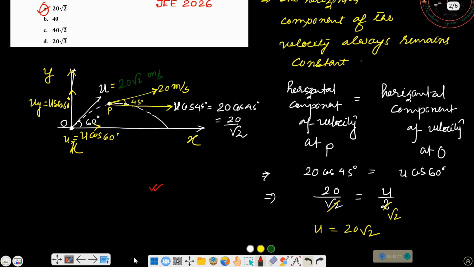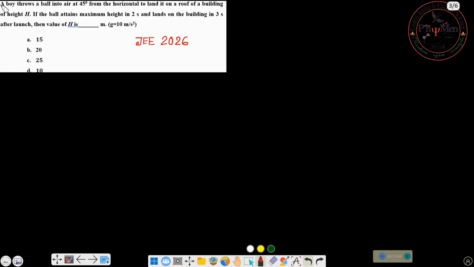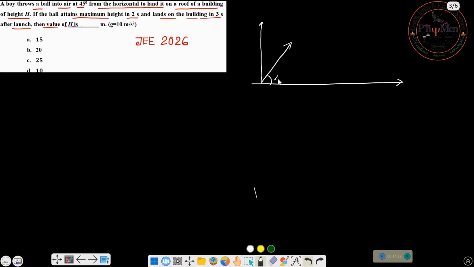The next question is this one. A boy throws a ball into air at 45 degree from the horizontal to land it on a roof of a building of height h. If the ball attains maximum height in 2 seconds and lands on building in 3 seconds after the launch, then the value of h is? देखो अभी हम इसको ड्रॉ करेंगे, कुछ इस तरह का होगा ये. ये 45 डिग्री से प्रोजेक्ट कर रहा है. It is projected at an angle of 45 degree. So this is your maximum height point.